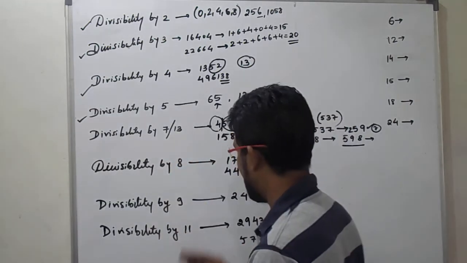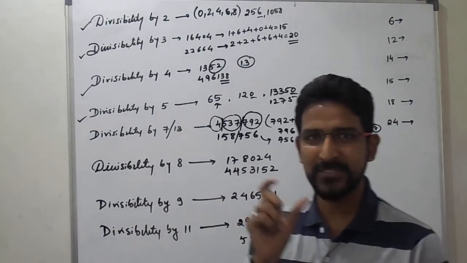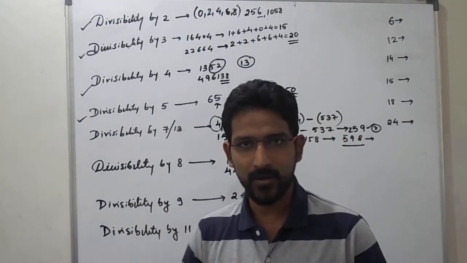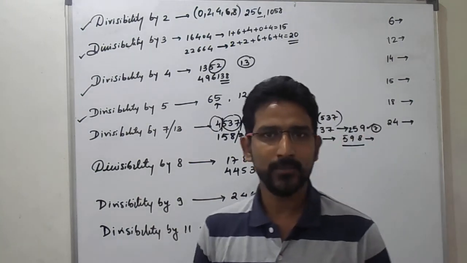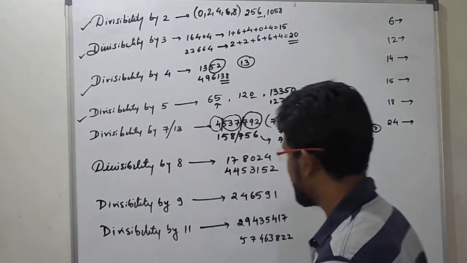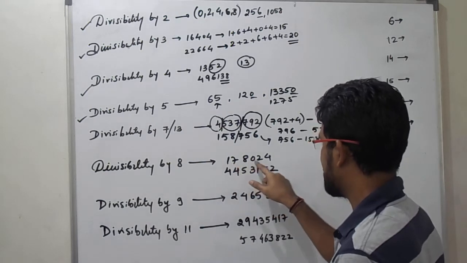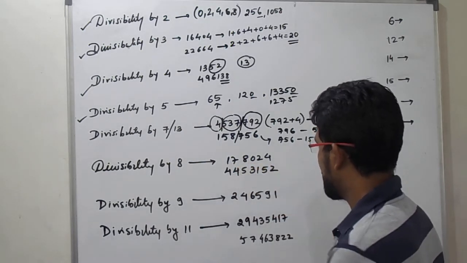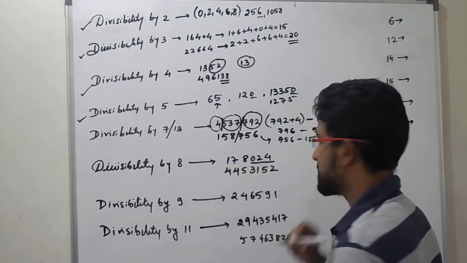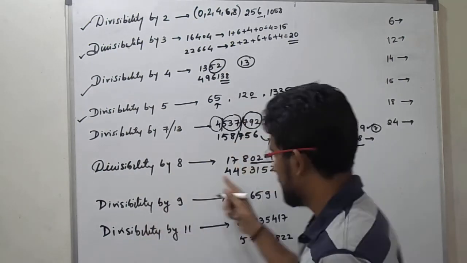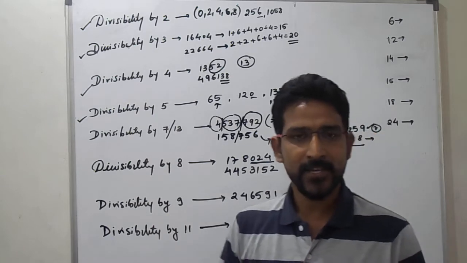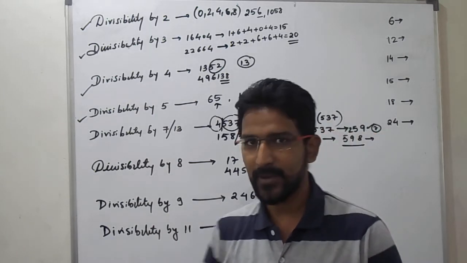For divisibility by 8, what you have to do, you have to see the last 3 digits of the given number. So if the last 3 digits are divisible by 8, then the whole number will be divisible by 8. If you see here 178024, so 024. 024 is divisible by 8, that is 24 here. So 24 is divisible by 8, so this number will also be divisible by 8.